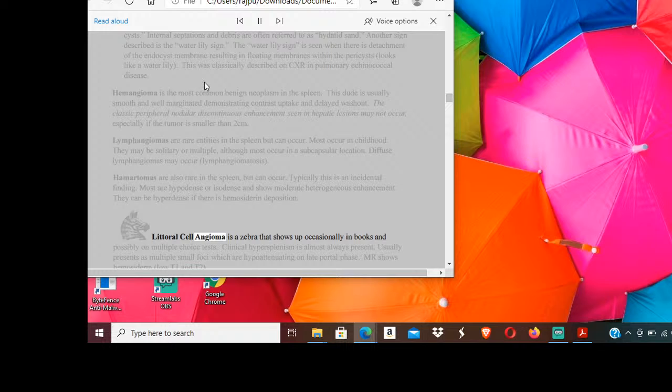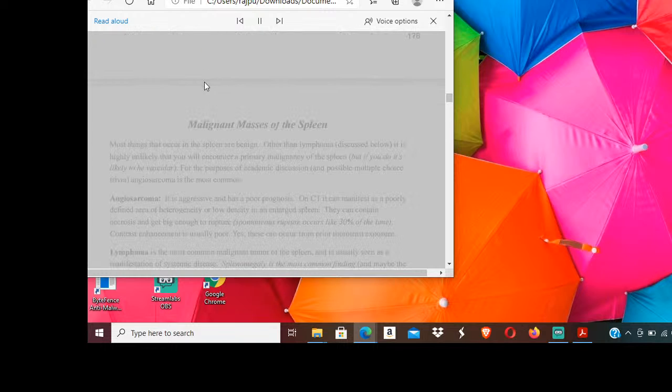Littoral cell angioma is a zebra that shows up occasionally in books and possibly on multiple choice tests. Clinical hypersplenism is almost always present. Usually presents as multiple small foci, which are hypoattenuating on late portal phase. MR shows hemosiderin, low T1 and T2.